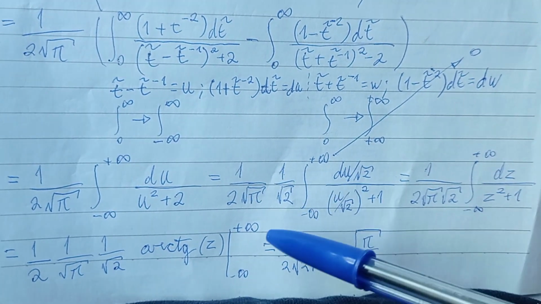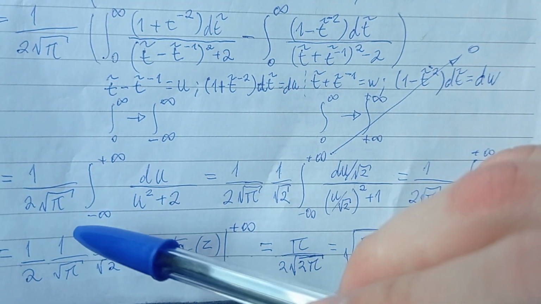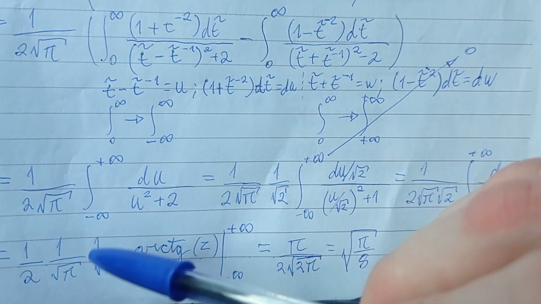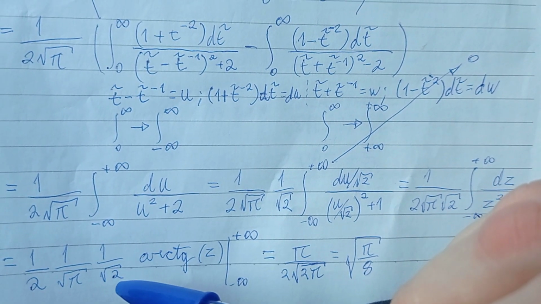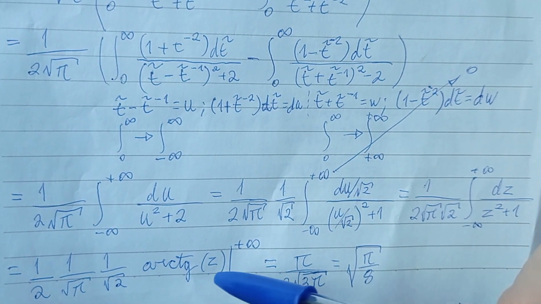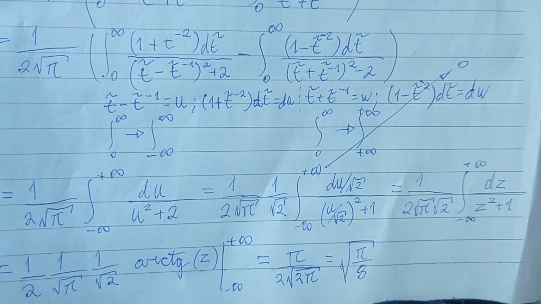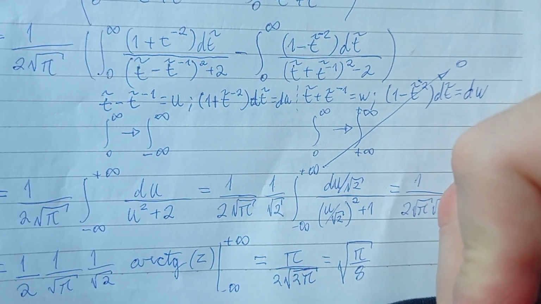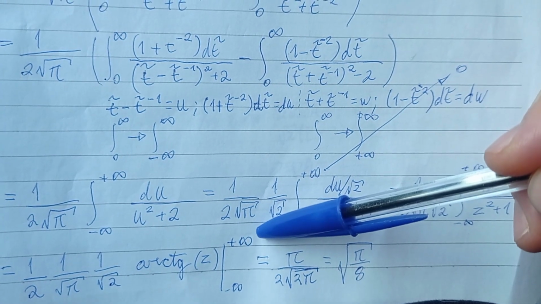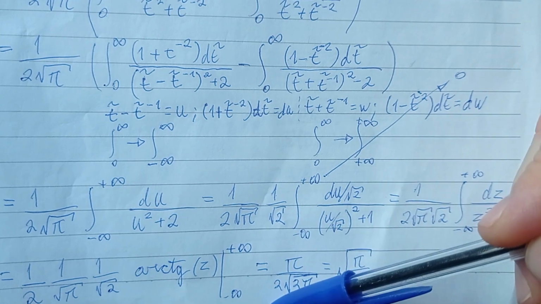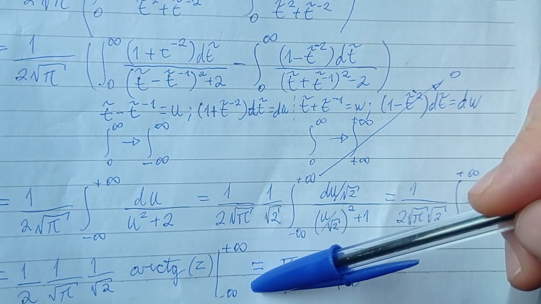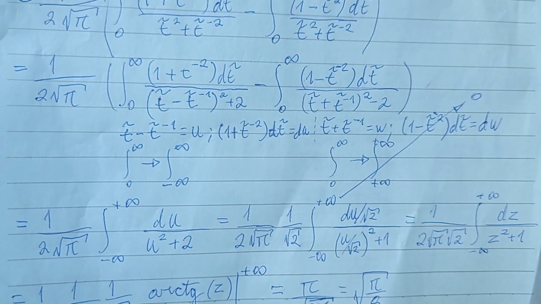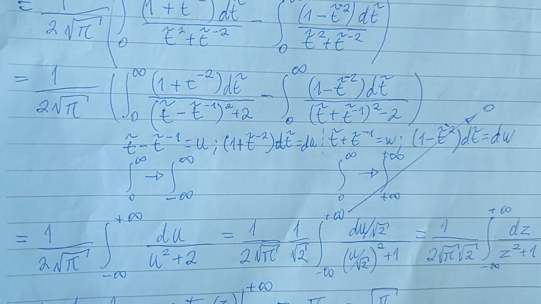So we're going to carry all those factors, half of 1 divided by the square root of pi times 1 by the square root of 2, arctangent from minus infinity to infinity, and that is equal to pi divided by 2 plus pi divided by 2, because there will be another minus here, because it's going to be pi divided by 2 minus pi divided by 2.